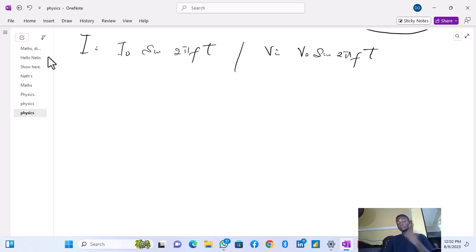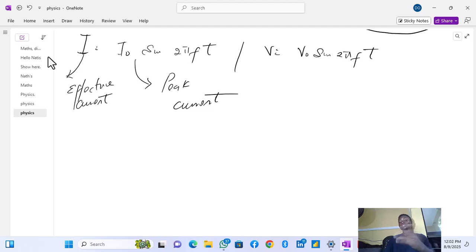So now this I here is the effective current, and this I naught is the peak current. This is the peak current. So now, this can actually lead us to the RMS value.